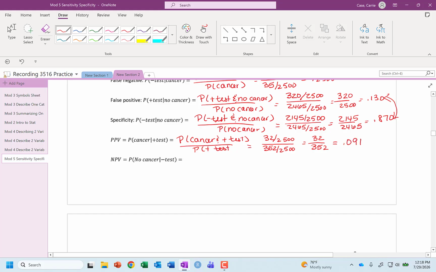So if you get a positive test result, you still have only 9% of those people having cancer. So your chance of actually having cancer is much lower than you might think. All right, and the negative predictive value is the probability of no cancer given a negative test result. So probability of no cancer and negative test divided by the probability of negative test.